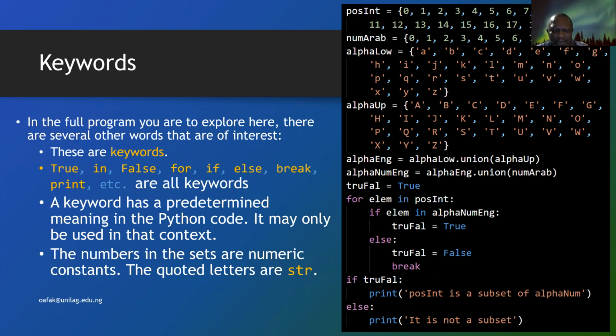The numbers in the sets are numeric constants. When numbers are just numbers like that, they are not identifiers, they are numeric constants. The alphabetic letter constants are in quotes, because if they are not in quotes, they will be taken as identifiers. So to make sure we do not give the impression they are identifiers, we put them in quotes. It's not that you cannot put an identifier in the list, but that identifier must have been defined to be attached to a particular constant. But normally, if you are putting things as constants, they must be in quotes. A keyword has a predetermined meaning in Python and may only be used in that context. The numbers in the sets are numeric constants.